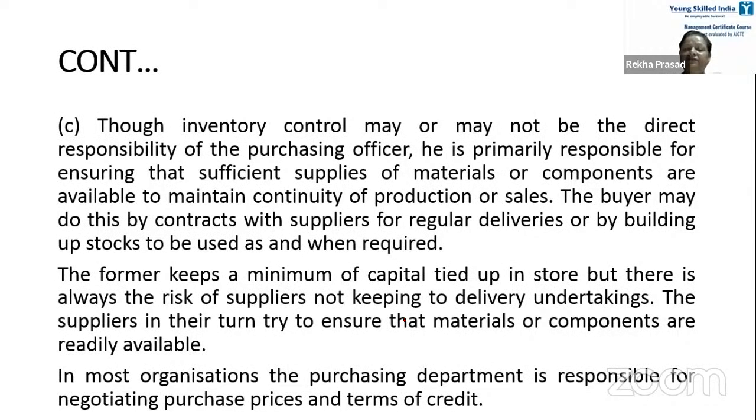Inventory control may or may not be the direct control of purchasing, but it is the purchaser's responsibility to see that whatever is wanted is there in the right quantity at the right time. The inventory control may or may not be the direct responsibility of the purchasing officer. He is primarily responsible for ensuring that sufficient supplies of materials or components are available to maintain continuity of production or sale. Is that clear?